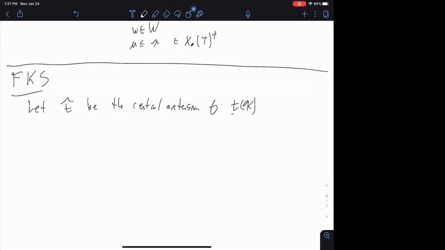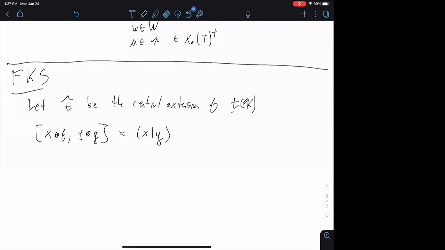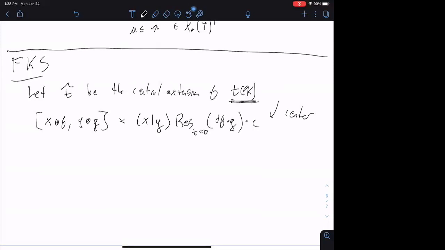So this has the following bracket. The bracket of X tensor f, Y tensor g. Here X and Y are inside the torus and f and g are formal Laurent series. This is going to be equal to the normalized pairing, or the restriction of the Killing form, say, to t, times the residue at t equals 0 of df times g, times C, the center. So T hat is a central extension of this abelian Lie algebra with bracket defined as follows.